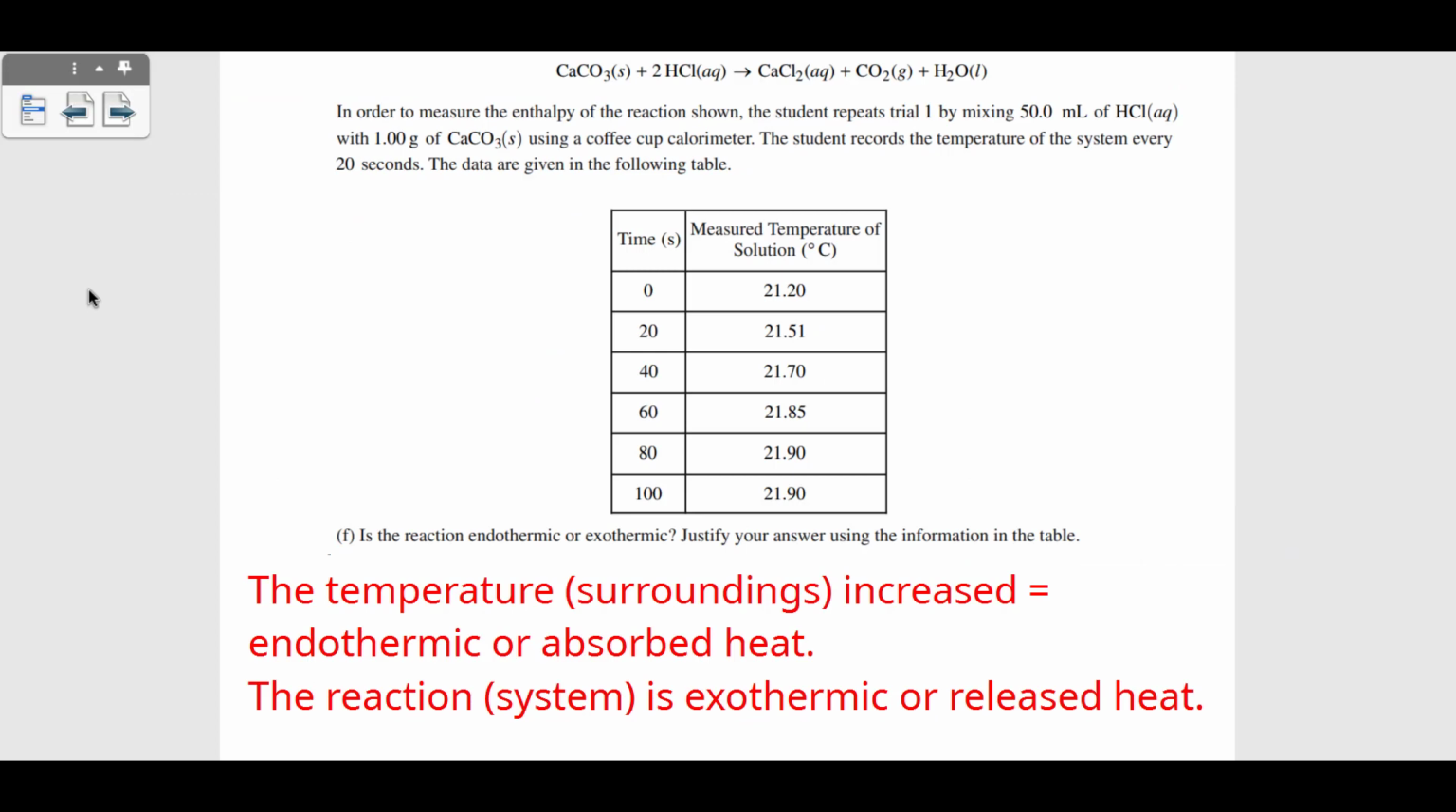Well, part F took a look at the temperature at this point. So we're changing to a little bit of a thermo type problem, and you can see as the student measured the time, the temperature was increasing here, which means if the temperature is increasing and we're measuring the surroundings, that means the surroundings is absorbing heat, or it's endothermic, which means the reaction system itself is exothermic, or is releasing heat to the surroundings, okay?